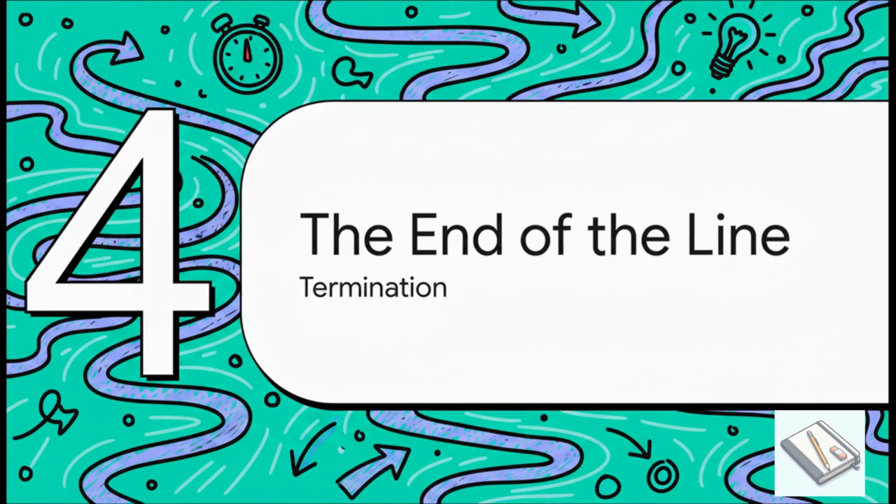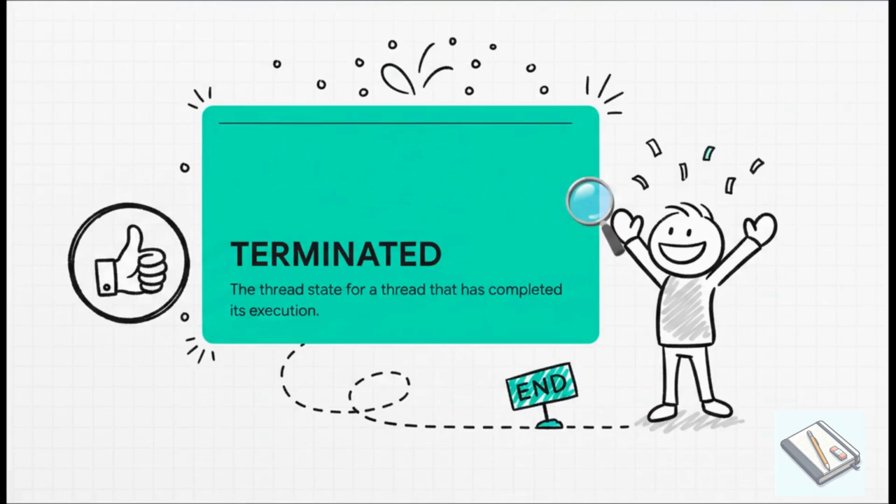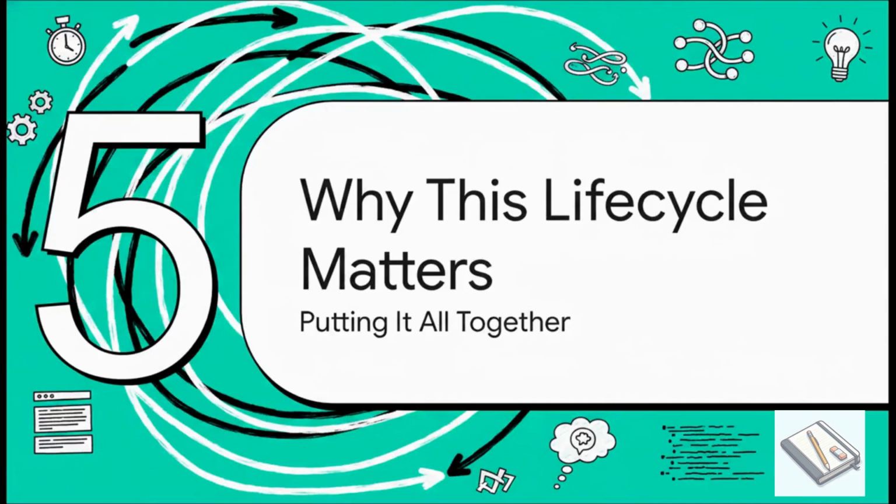Now let's go to the end of the line, termination. And here we are, the final state, terminated. This is the natural end of the road. It means the thread's run method finished all its tasks, from top to bottom. Its job is done, it can clock out, and its story comes to a close. All finished. So we've just walked through this whole life story, from start to finish.